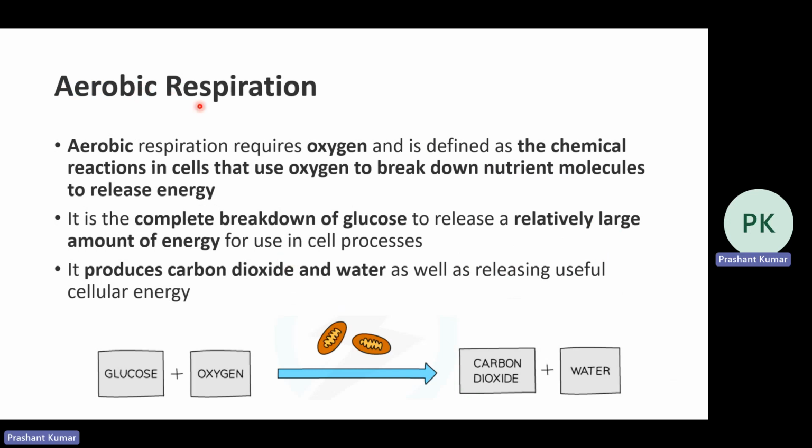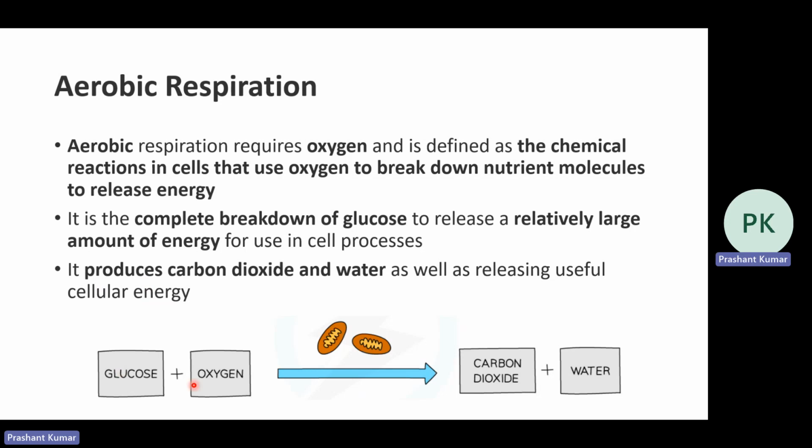So here we are in aerobic respiration. Aerobic respiration requires oxygen and is defined as a chemical reaction in cells that uses oxygen to break down nutrient molecules to release energy. And the best part of this process is there is a complete breakdown. When we say complete breakdown, that means a larger amount of energy is going to be produced. Apart from the energy, they will produce carbon dioxide and water.